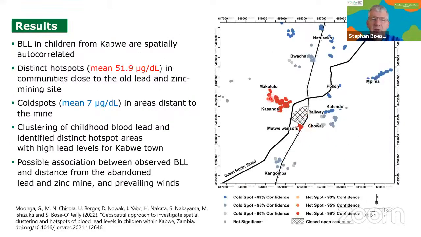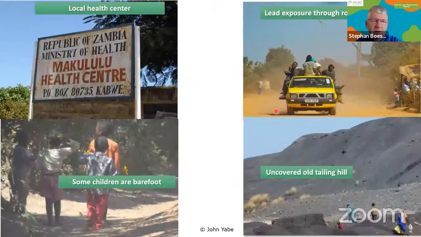And here you see in red, we find clusters of high lead levels. Further away or in a different wind direction, the levels are not as high. But in these distinct hot spots, the mean levels were above 50 micrograms per deciliter.